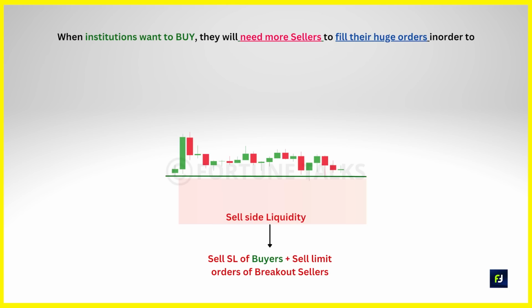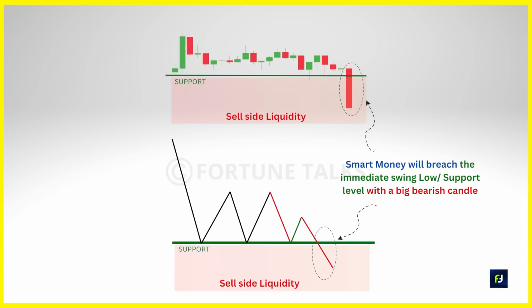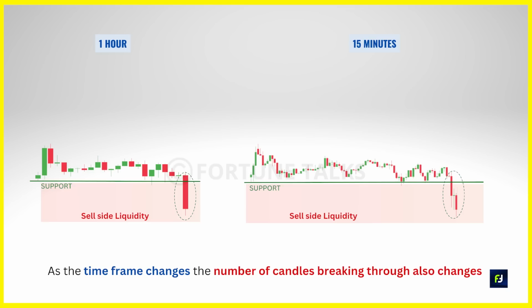So the intention of the big institutions is to buy at lower prices. So they will require a lot of sellers to sell at lower valuations, which will become their liquidity. And in order to create this liquidity, the big players will manipulate prices. The price will breach the immediate low or the support level with a big bearish candle with little or no wick. And as mentioned earlier, it can be multiple candles as well.